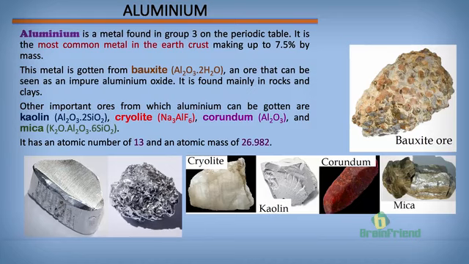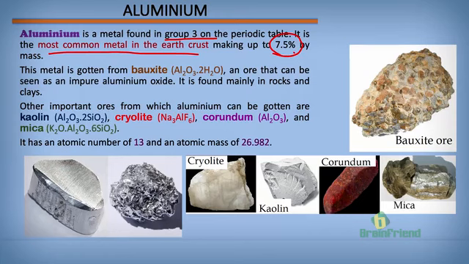Now, looking specifically at the element aluminium as a member of this group, aluminium is a metal found, of course, in group 3 on the periodic table. Aluminium is the most common metal in the Earth crust as it makes up 7.5% by mass. So aluminium is the most abundant metal in the Earth crust.